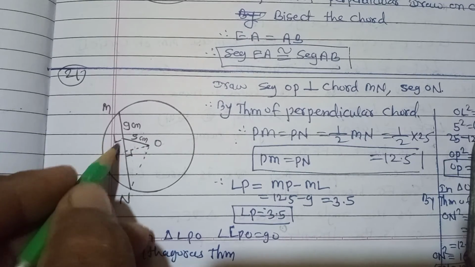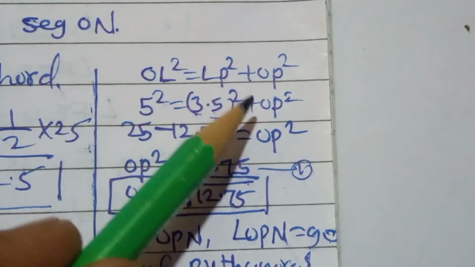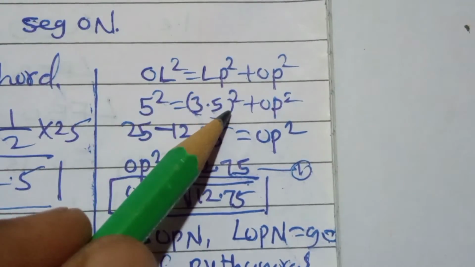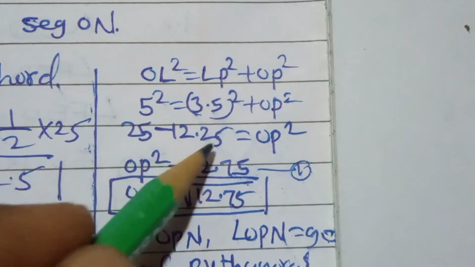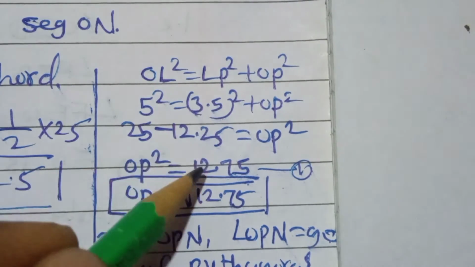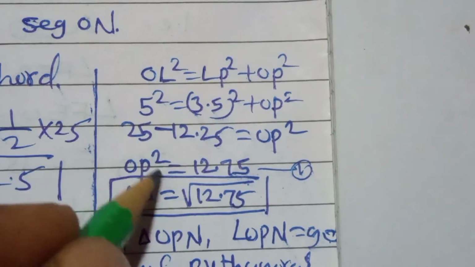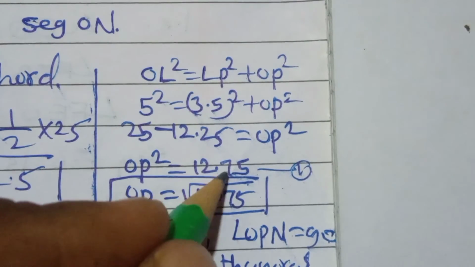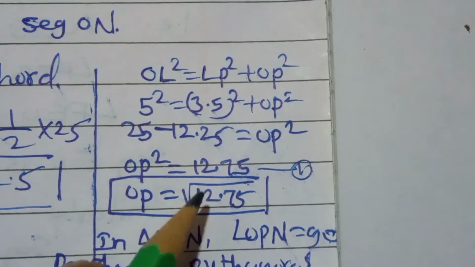In triangle LPO, angle LPO equal to 90 degrees. By Pythagoras theorem, OL square equal to LP square plus OP square. OL is 5, square; LP is 3.5, square; plus OP square. 5 square is 25, 3.5 square is 12.25. So OP square equal to 25 minus 12.25, which is 12.75. Equation number 1.